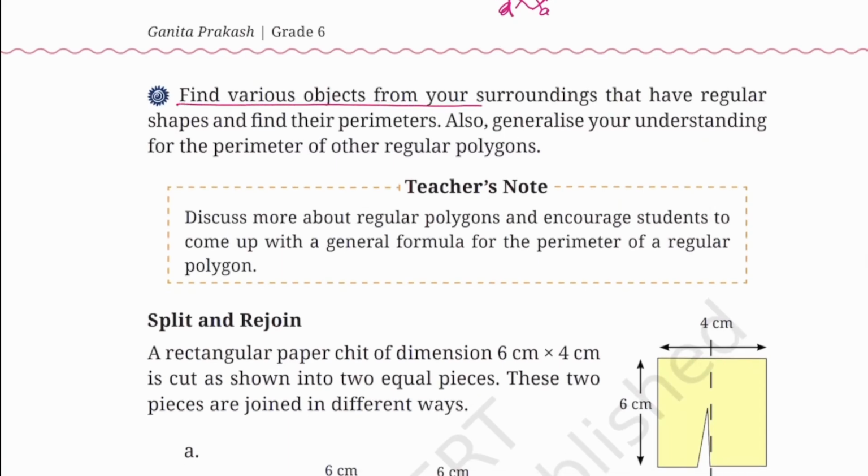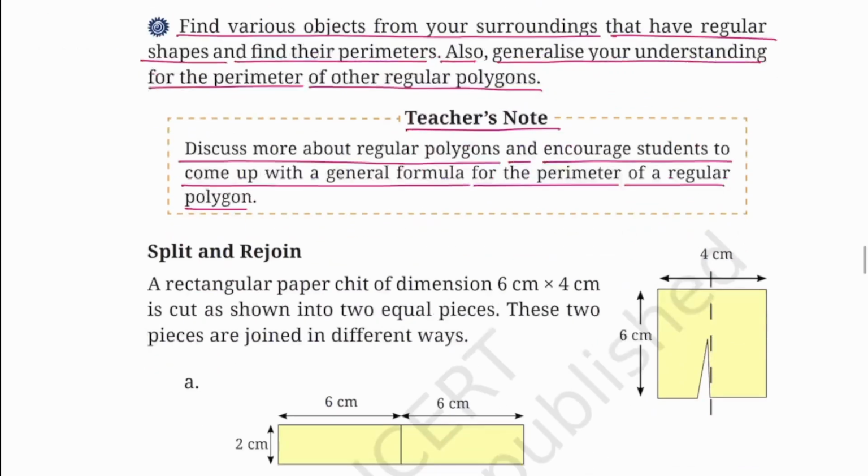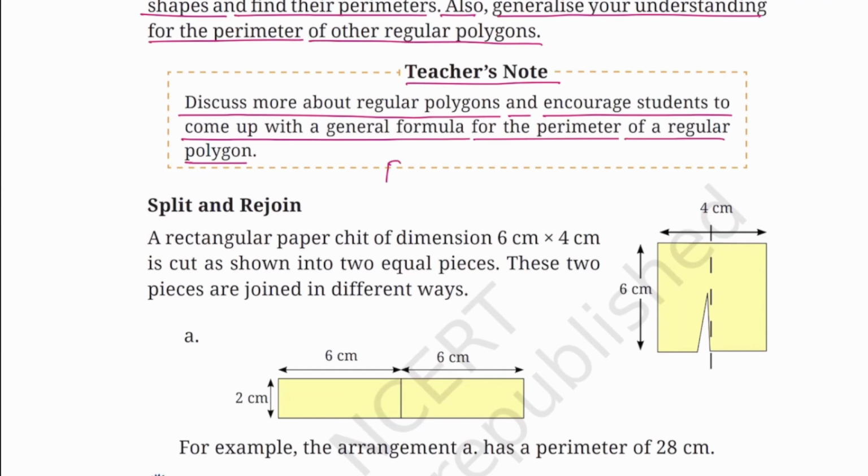Find various objects from your surroundings that have regular shapes and find their perimeters. Also, generalize your understanding for the perimeter of other regular polygons. Teacher's note: discuss more about regular polygons and encourage students to come up with a general formula for the perimeter of a regular polygon. Perimeter of a regular polygon is equal to number of sides into length of a side.